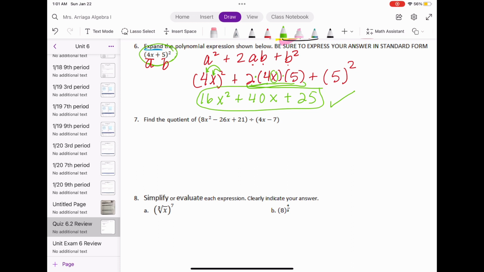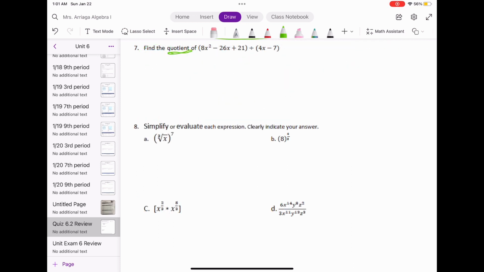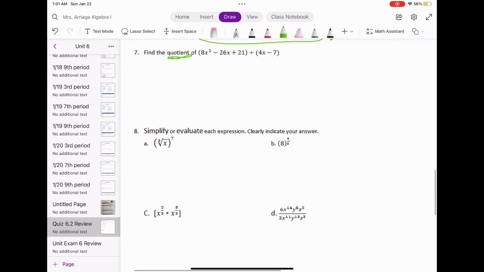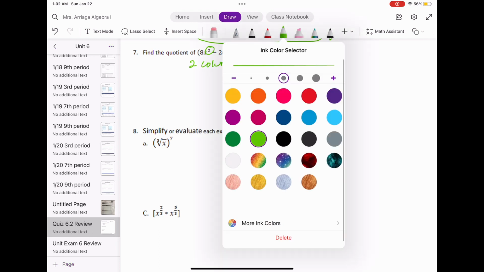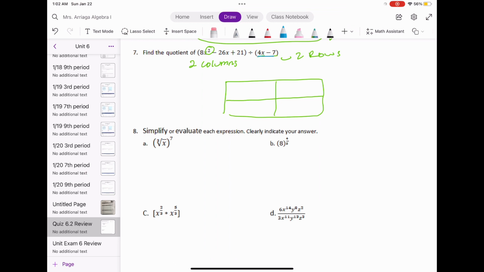Okay, number 7. In number 7, when they say find the quotient, quotient means divide, right? Okay, so let's do this using the box square method. We see that the biggest degree is 2, so that means 2 columns. And the divisor is 2 terms, so that means 2 rows. So we're going to have a 4 square box. Remember, the divisor, we can put it anywhere. Let's put it on the side, just because it makes more sense that way to you guys.